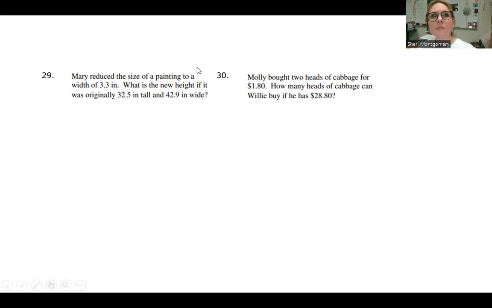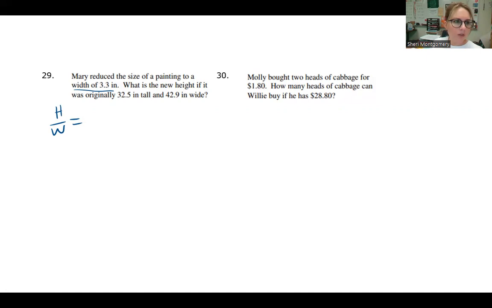All right, we're gonna do 29 and 30 together. So question number 29. Dacia, you don't really like these, so we'll do this one together. Mary reduced the size of a painting. So we've got height and width again. It doesn't really matter what you put on the top or the bottom, you just have to put one. And then it says the width is 3.3.